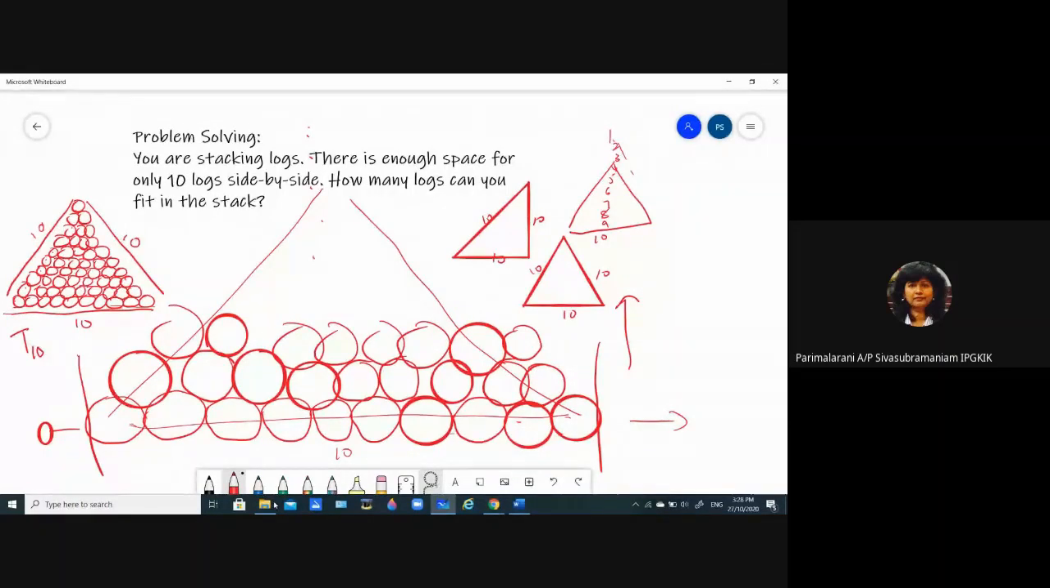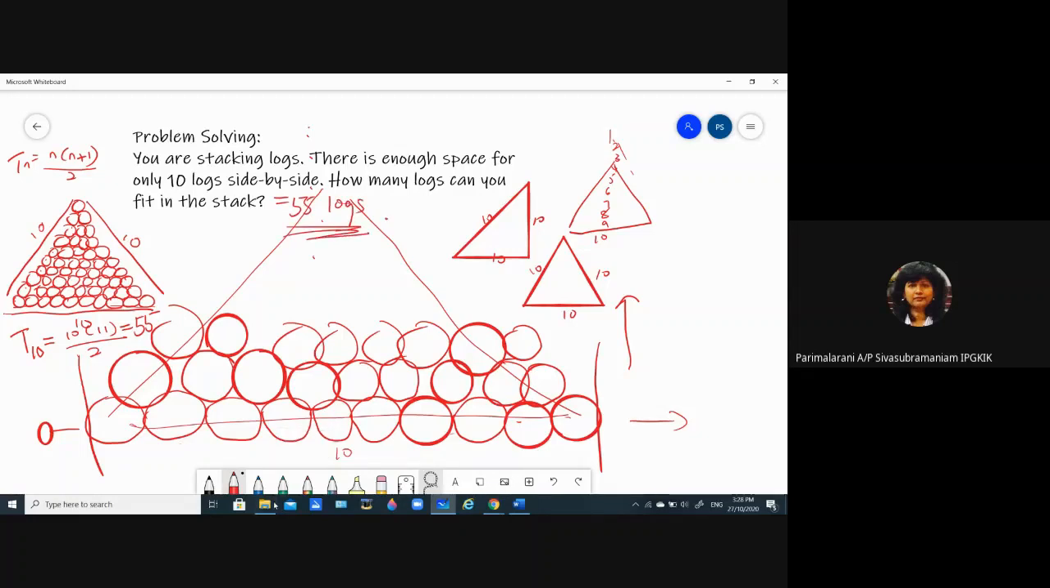T10, right? So what is the formula for triangular numbers? Tn equals n times n plus 1, over 2, correct? So this is 10 times 10 plus 1, which is 11, over 2. 10 times 11 divided by 2 is 55. So therefore, there are 55 logs. You can stack 55 logs.